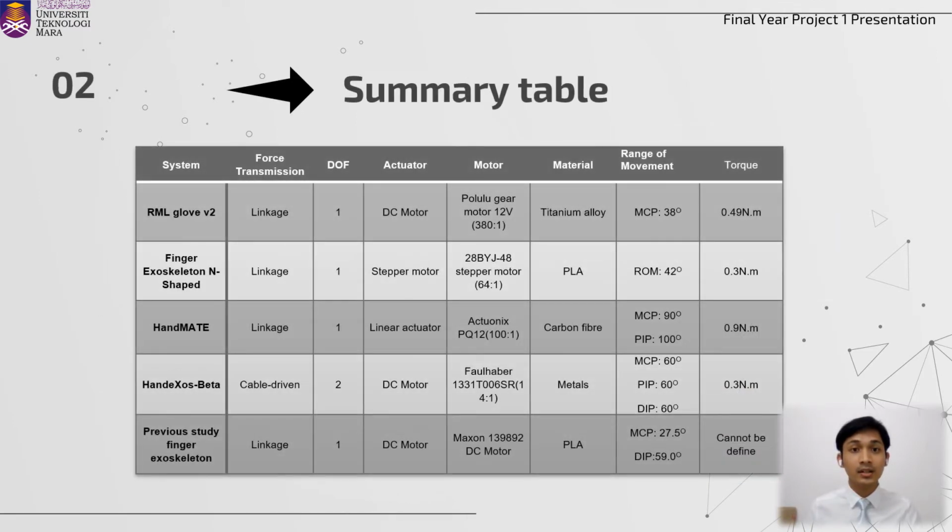So this is a summary table of previously developed finger exoskeletons with the information of force transmission, degree of freedom, actuator, motor, material used, range of movement of the device, and also torque. A total of 4 finger exoskeletons are to be studied, and the fifth is the previously studied finger exoskeleton developed by Dr. Azmi and a previous student, which I will improvise in my project.